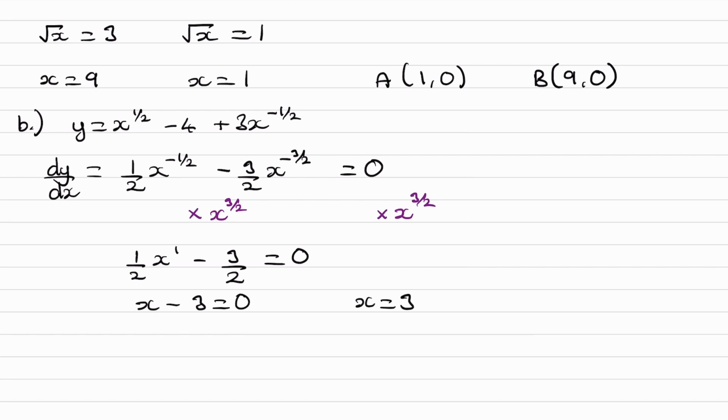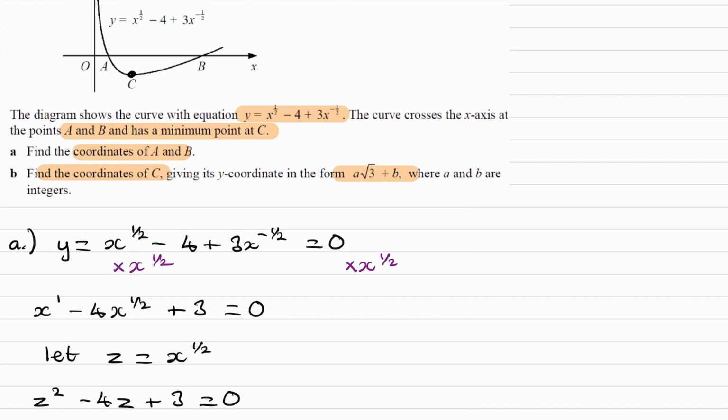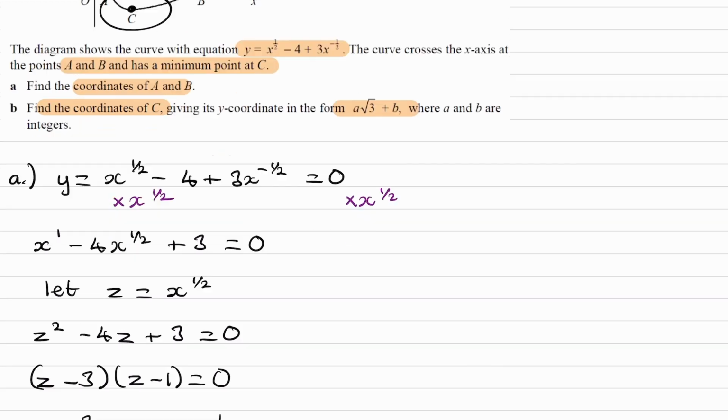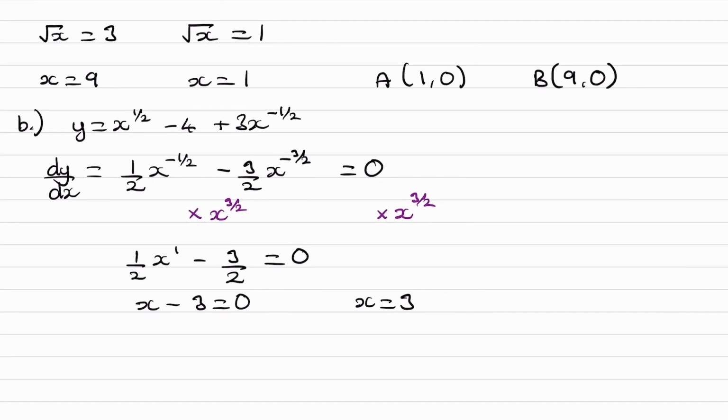But we're not done yet. We figured out the x-coordinate for point C. We want to work out the y-coordinate as well. So whenever it says find the coordinates, plural, not just find the x-coordinate or find the y-coordinate, we want to give both, x and y. So then we put that back into our equation for y.